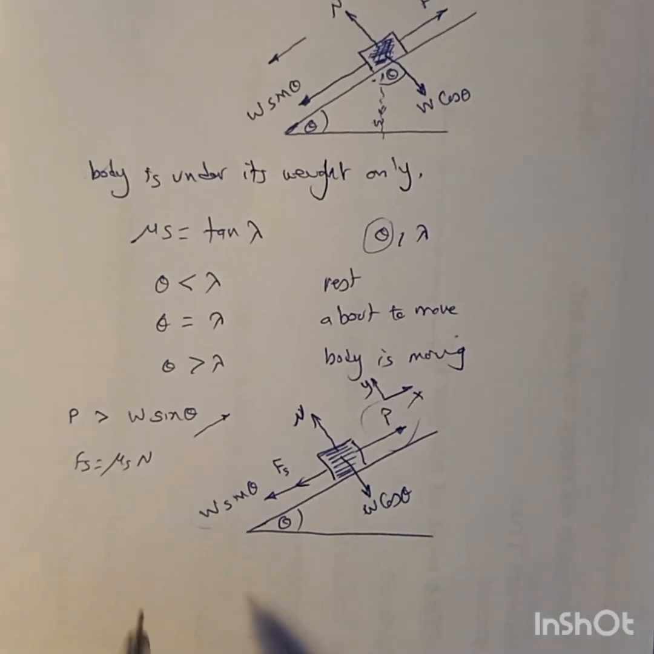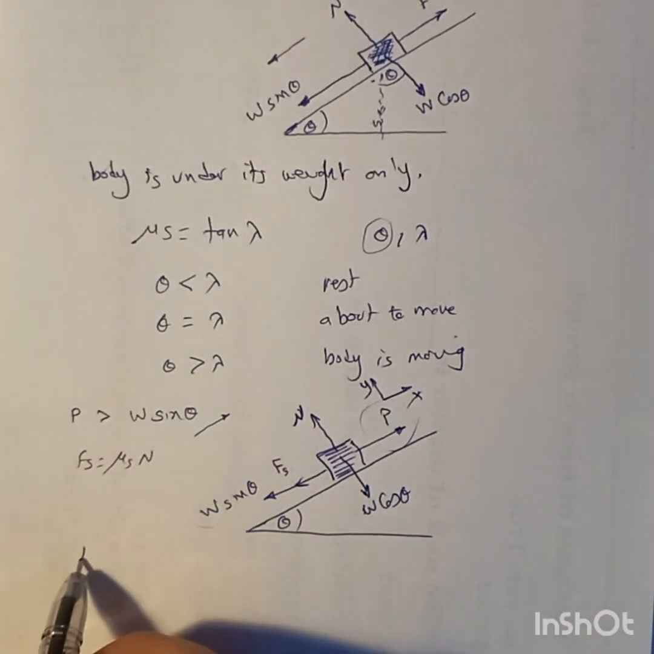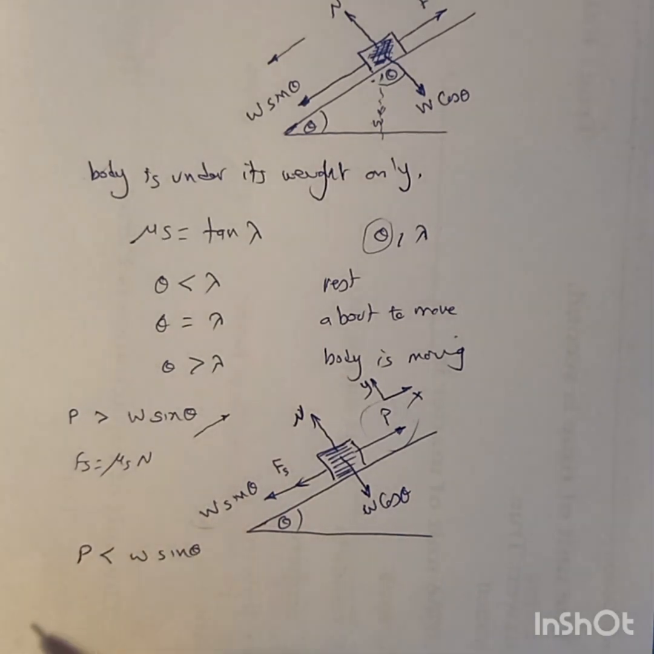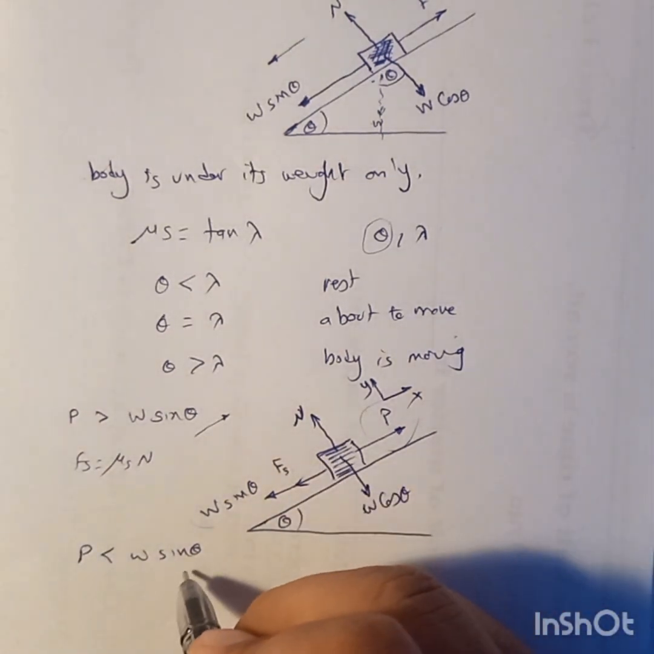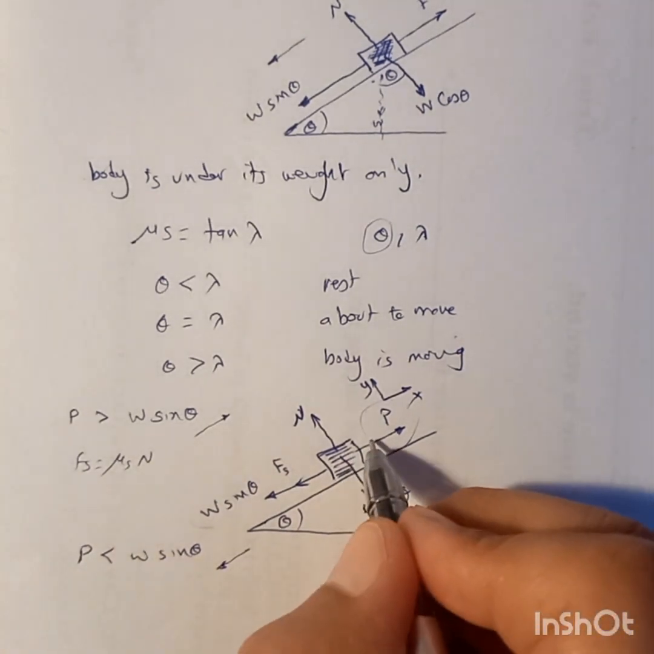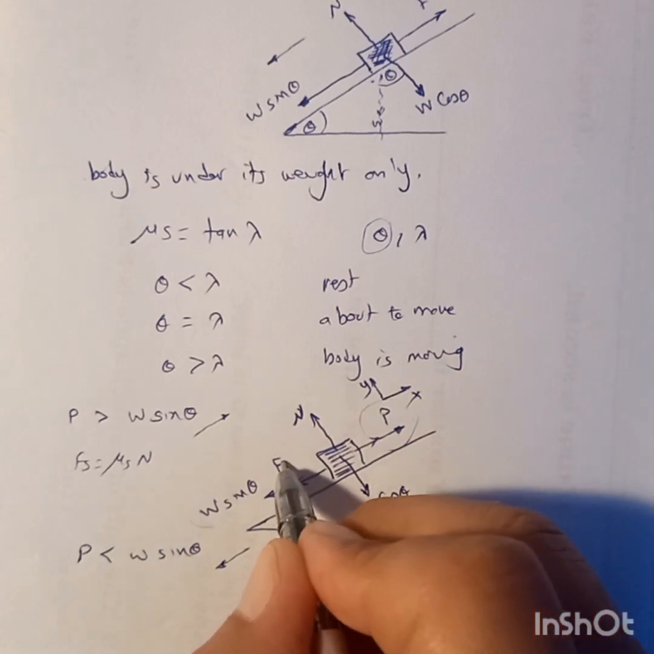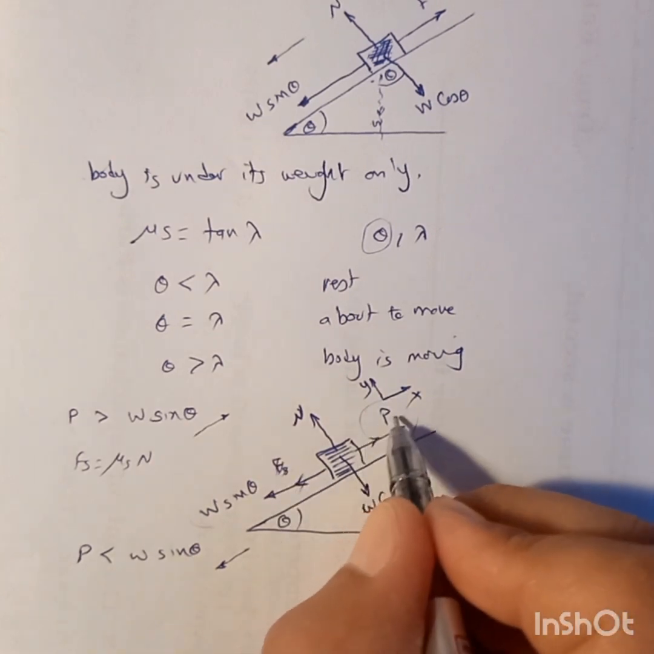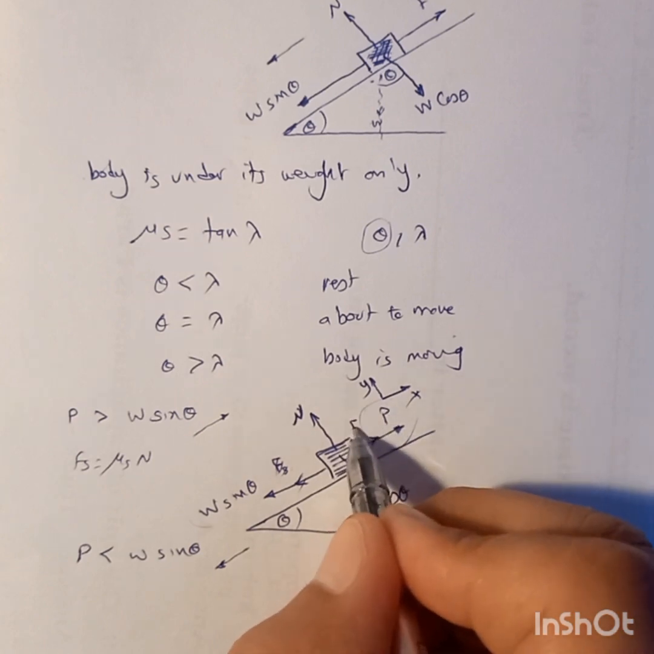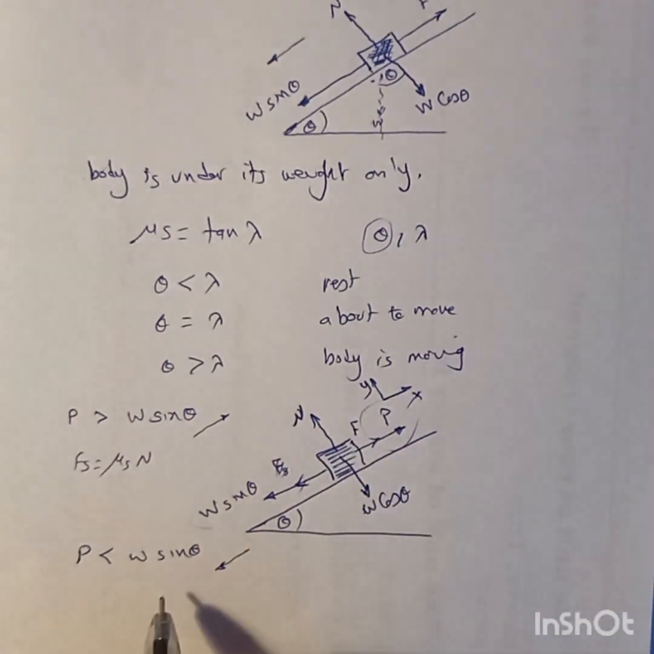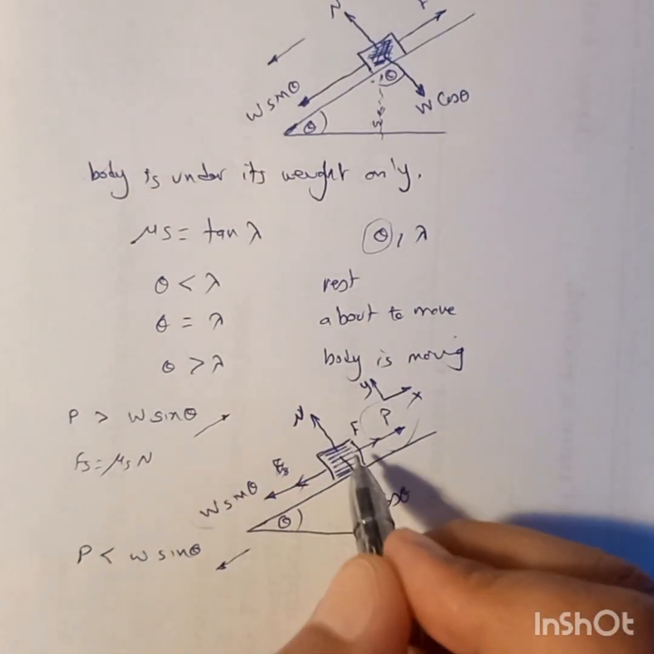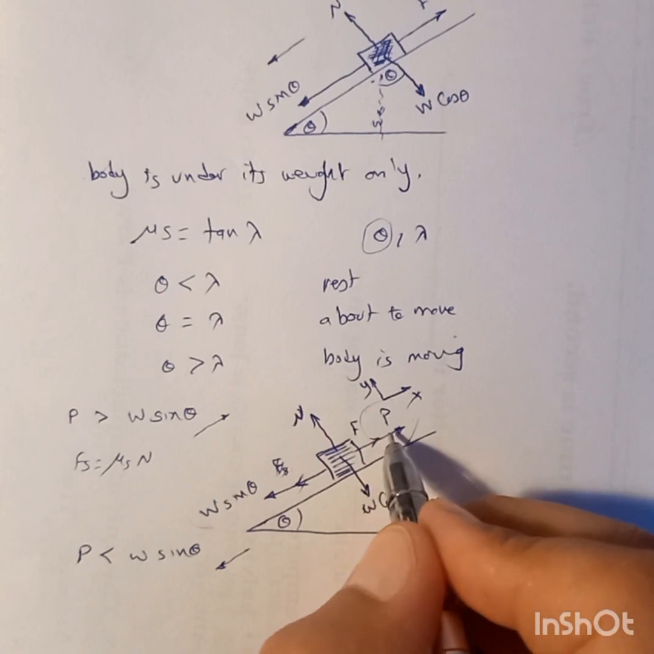In the other situation, if P is less than W sine theta, then the expected motion direction in this case will be down the plane like this. Then the friction force will be in this direction, in the direction of the external force P. Here we have the friction force. As the expected motion direction is downward, the generated friction force is in this direction.